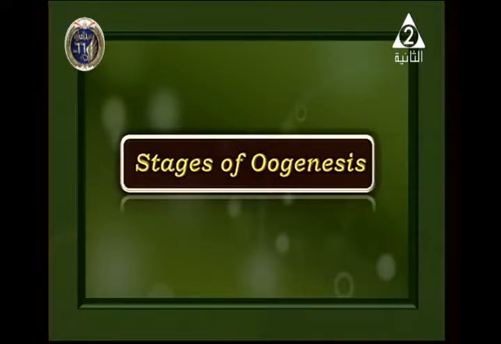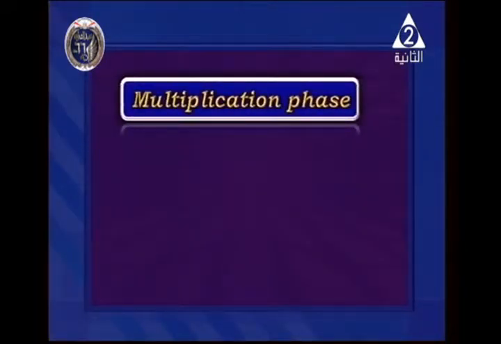Number 2, as we studied spermatogenesis, on the other side in the female we have the stages of oogenesis, or formation of the ovum, and how they are formed inside the female body. Well, number 1, we have the multiplication phase. Okay, they look like each other.